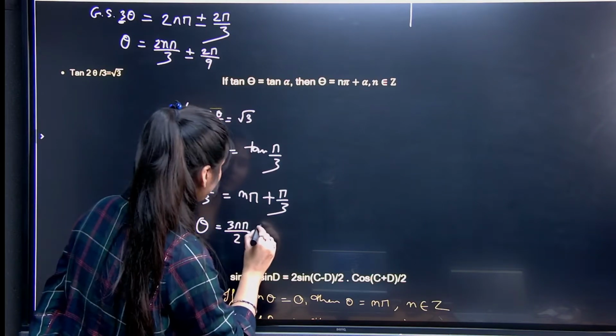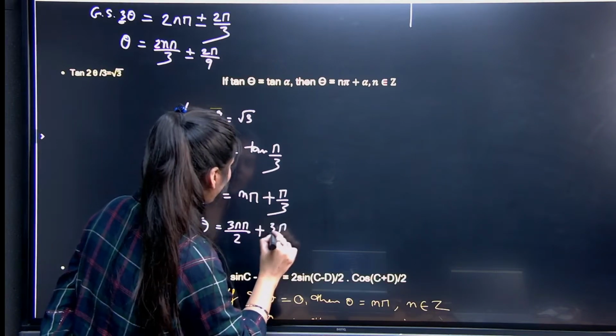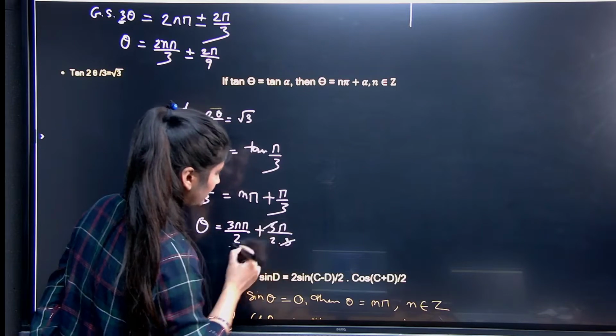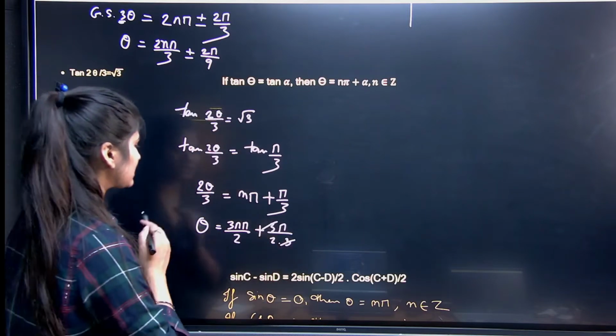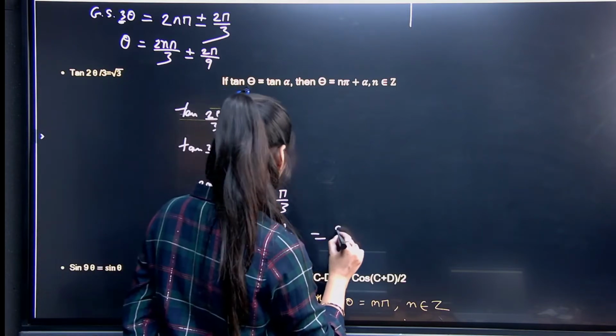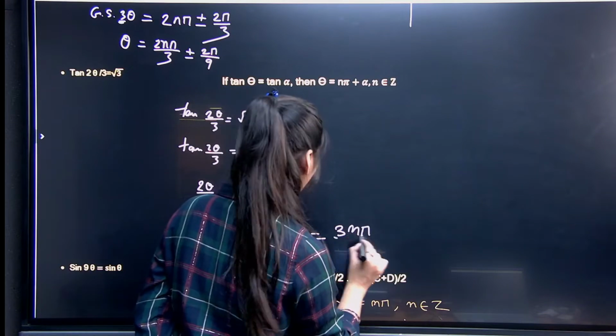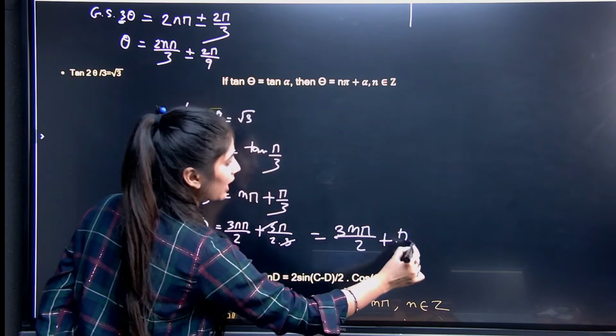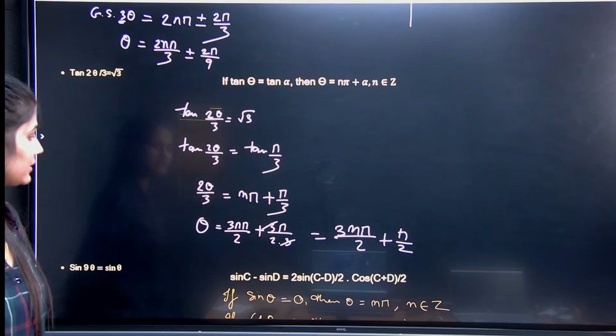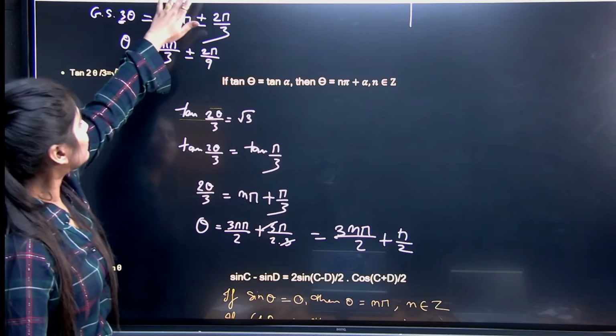Plus 3 pi by 2 into 3, so it is actually pi by 2. So this is the general solution. We can write 3n pi by 2 plus pi by 2. Isn't it? Okay, moving on to next question.